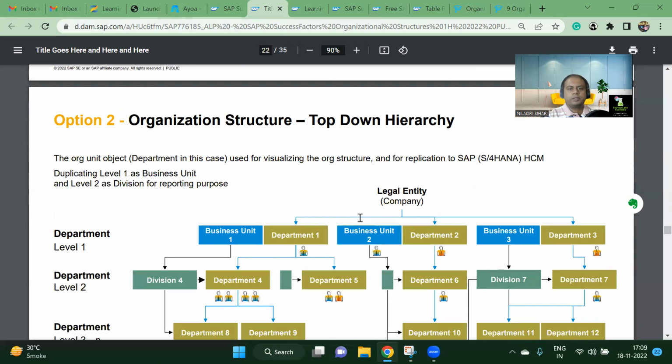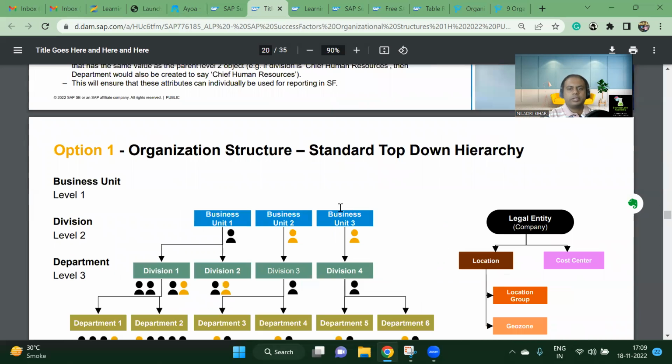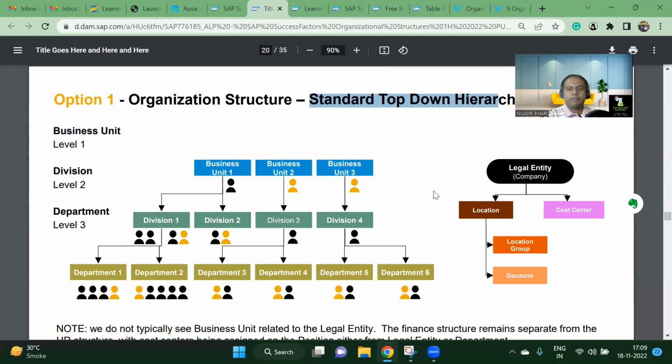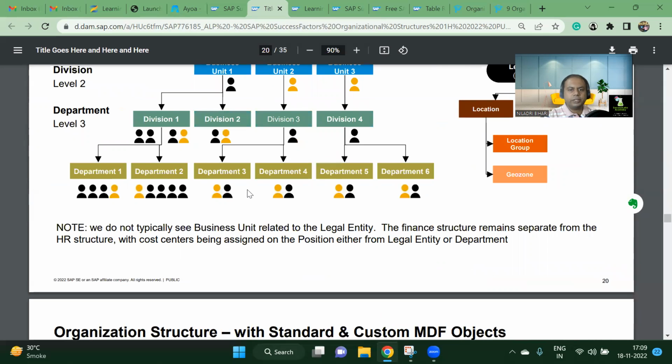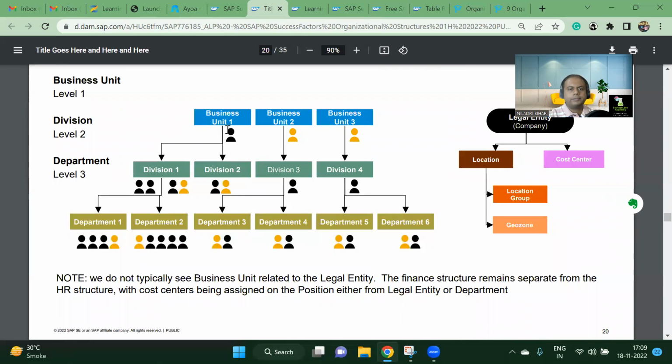Standard and custom MDF, top-down. Option 2 is top-down hierarchy. Here again, you'll have your legal entity, below that location, cost center, location group, geo zone. In option 1, we have business unit at level 1, division at level 2, and department at level 3, right? Business unit will be mapped to multiple divisions or a single division.